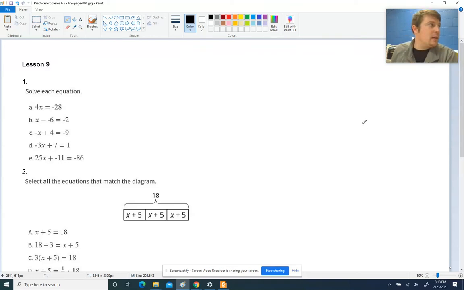Hey there, guys. We're on lesson number 9, the last page of your homework this week in Unit 6. And this first section just has you solve some equations. We're going to be practicing these a bunch in class, so you should have a little bit of practice. It shouldn't just be foreign to you.